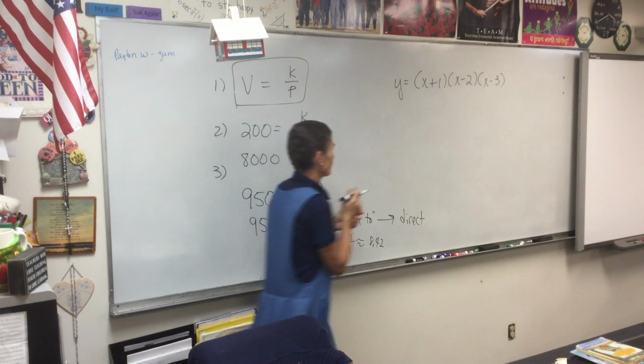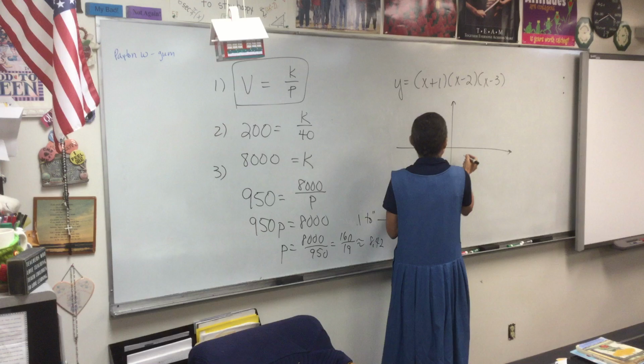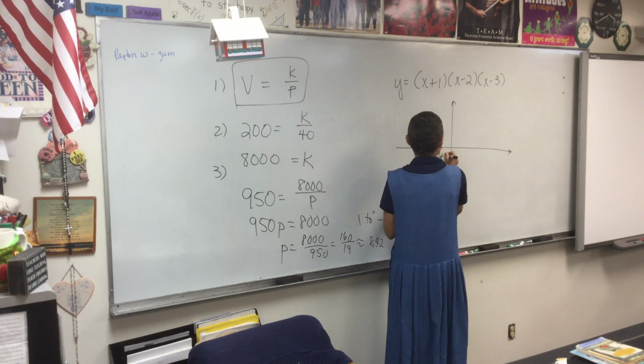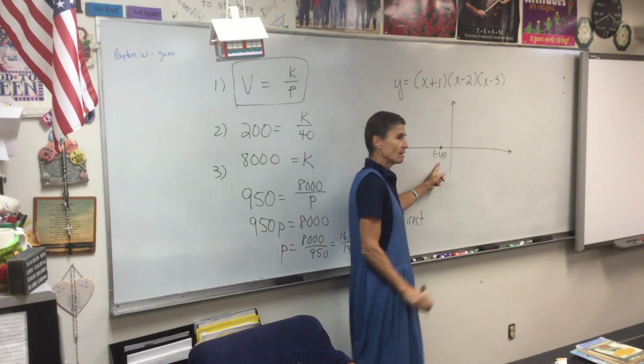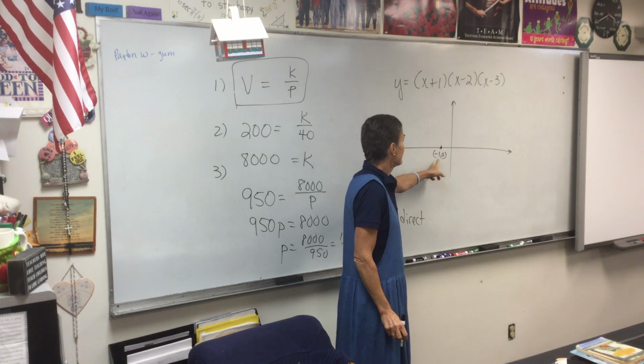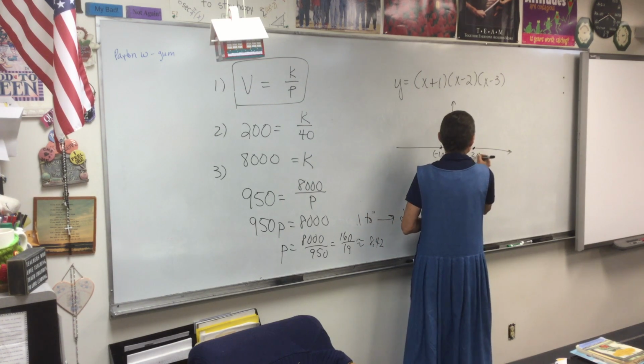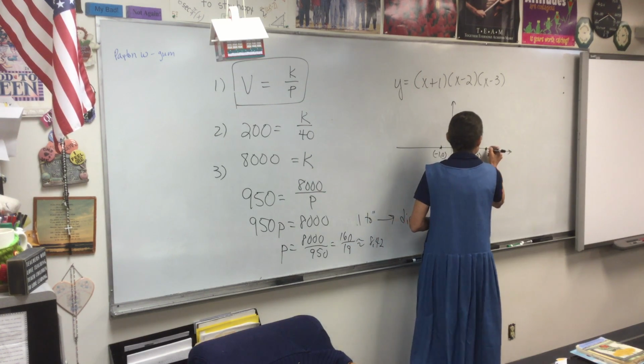Here's what I want you to do first. I want you to plot on your graph a point where x is -1. And notice how Mrs. Ford's labeling that point. That's how I want you to label it. Put a point at -1, put a point at 2, and put a point at 3.